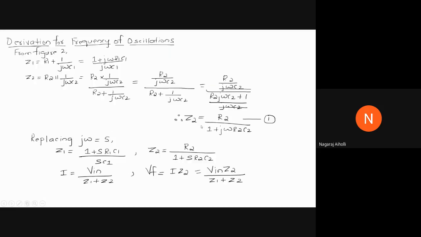Now wherever there is j omega, replace it by s. We know that s is equal to j omega, so wherever there is j omega, replace it by s. So Z1 will be equal to 1 plus s... instead of j omega, we are substituting s.